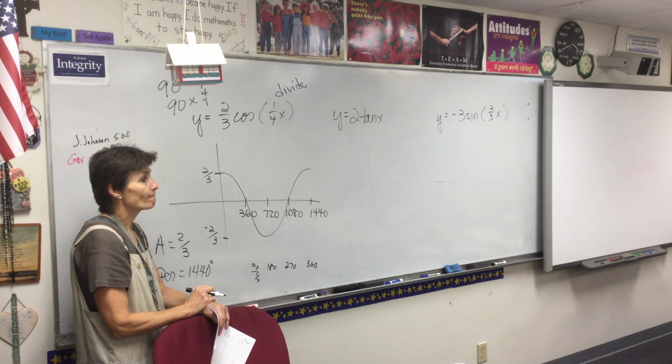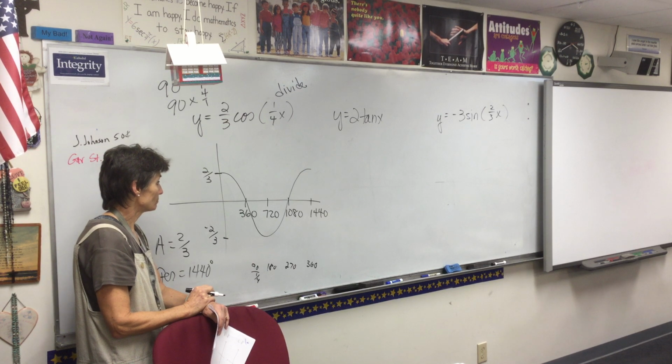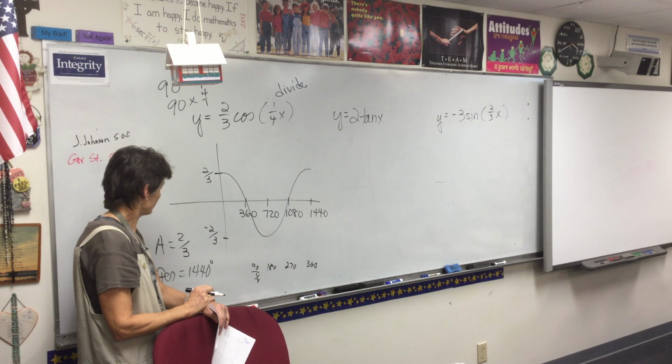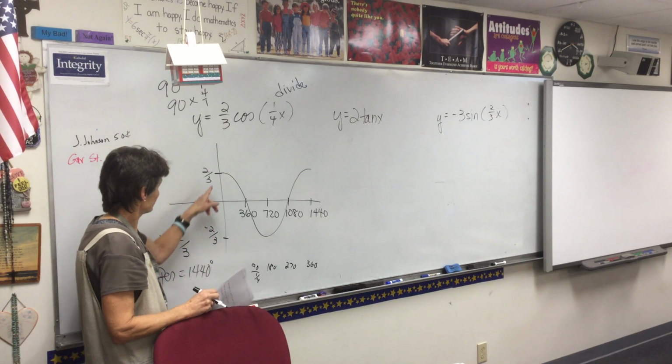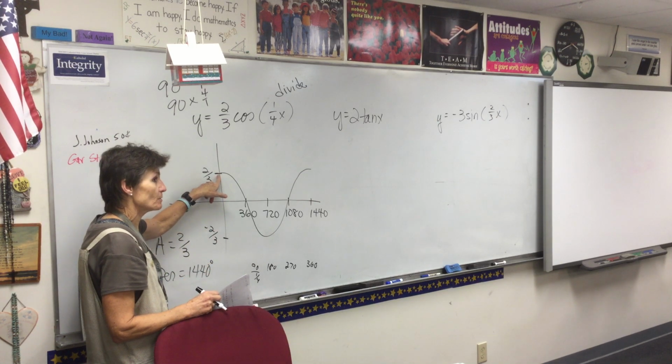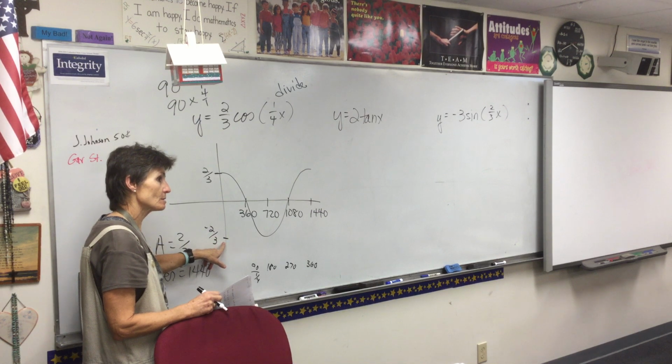Amuna? I'm confused, but I'm just trying to clarify, why did you do -2/3? Because this goes up 2/3 and it goes down 2/3.